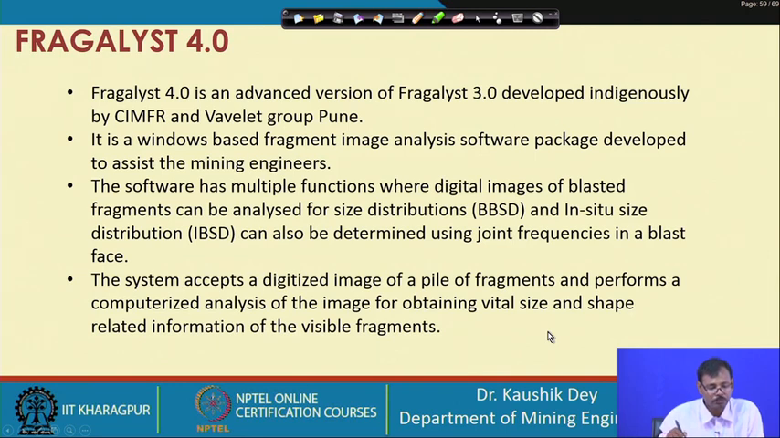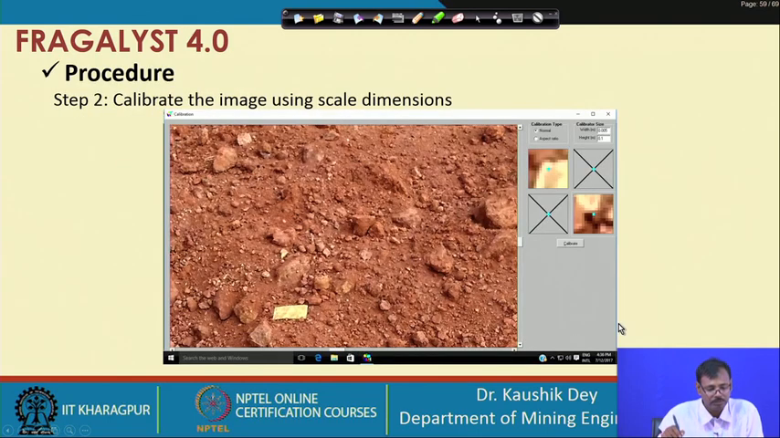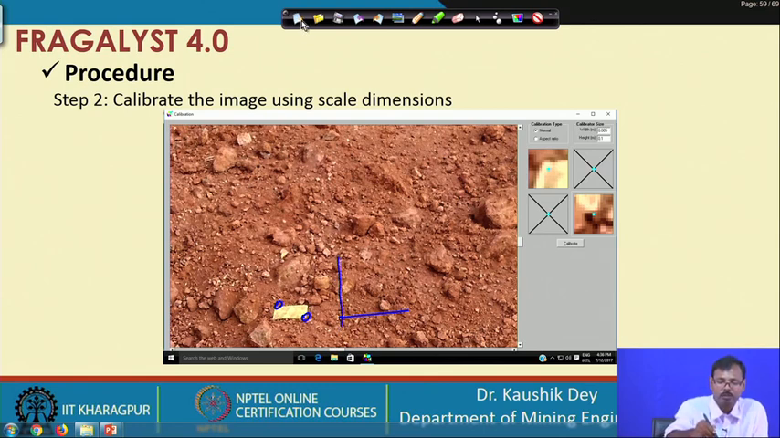So, this Fragalyst 4 evaluates the fragment size distribution in the same way. This is step 1, where the figure has to be uploaded, then for the uploaded figure the scale has to be calibrated. For calibrating the scale, these two corner points must be selected, so that the scale along the x axis and the scale along the y axis may be fixed by the software.